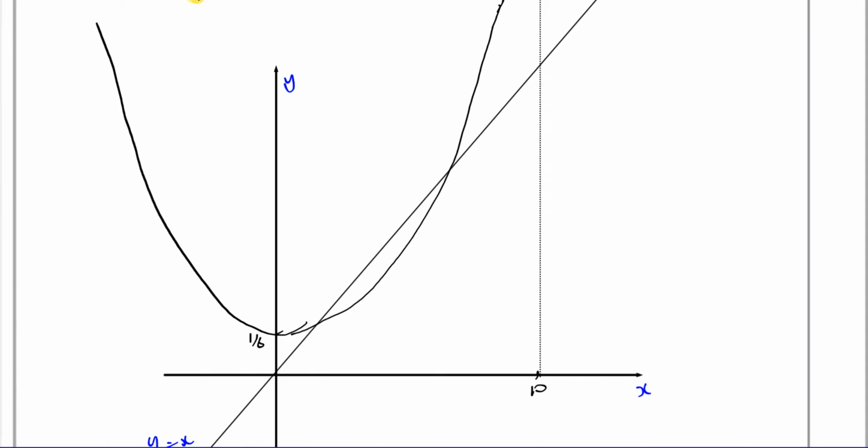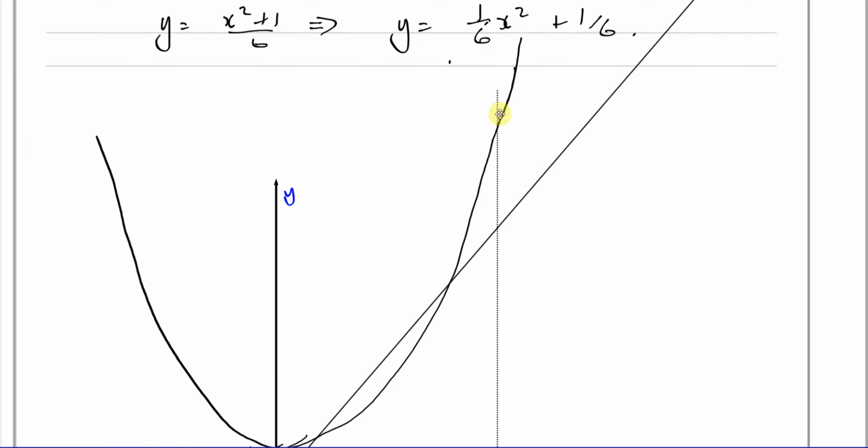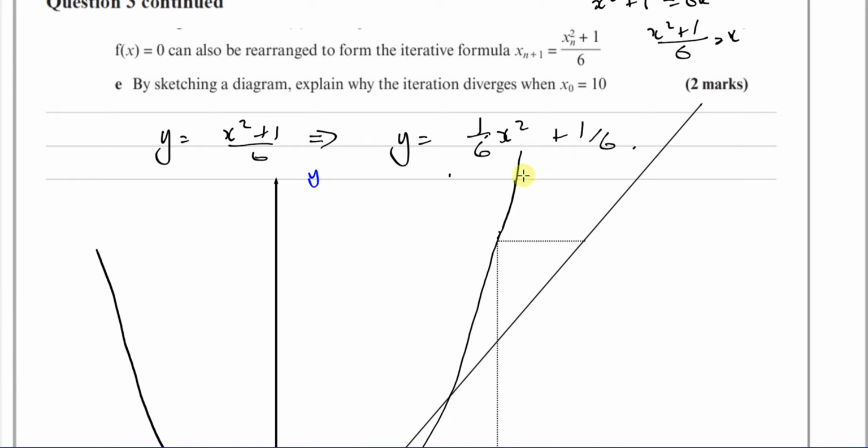Let me move the 10 a bit to make it clearer. Just say the 10 is over here. What's going to happen is it's going to give me a value up here somewhere. It's going to give you a value all the way up here, which is going to be this value here. So this value, whatever came out here, is going to be now put back into the equation. I'm just going to draw this a bit further up.